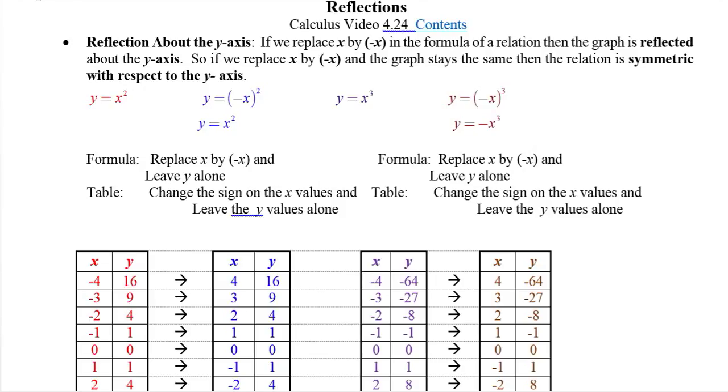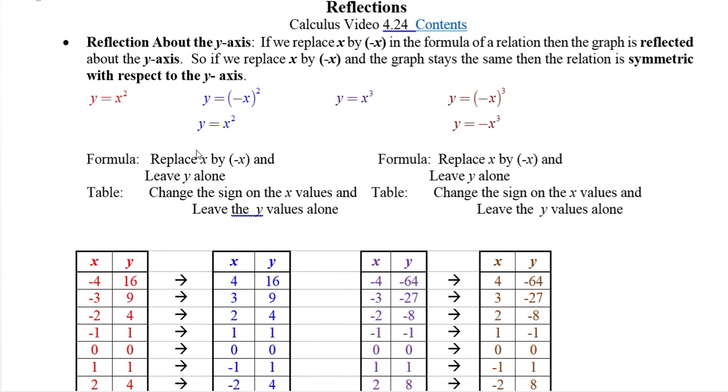We'll quickly talk a little bit about reflections. Reflections give you a mirror image over a particular line. Now, in general, reflections are somewhat difficult to do algebraically, but there are three reflections that are very easy to do. There are reflections about the y-axis, the x-axis, and about the line y equals x. So we're going to briefly talk about what happens with those.